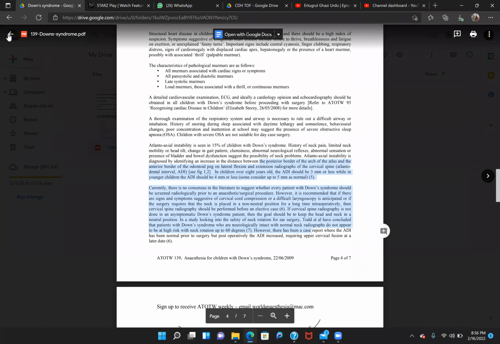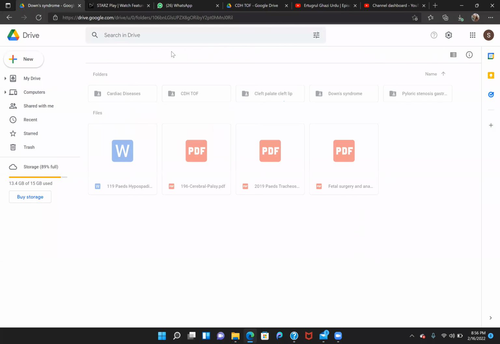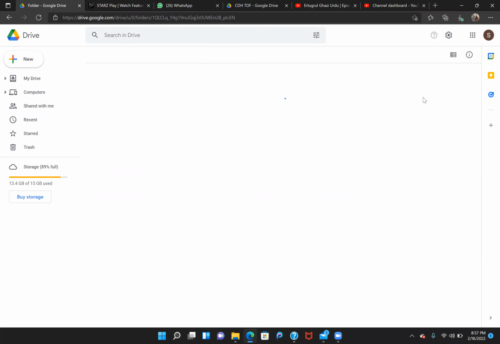Okay, so we will just do one more congenital anomaly before we finish. What is gastroschisis and omphalocele?